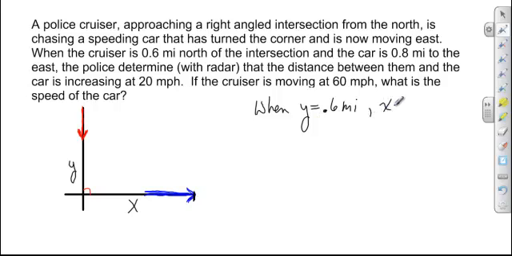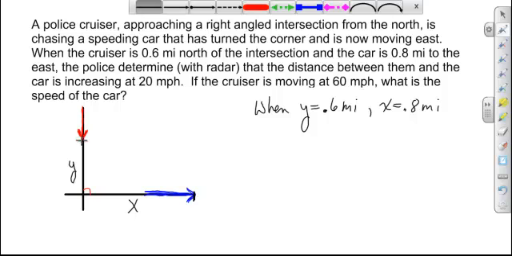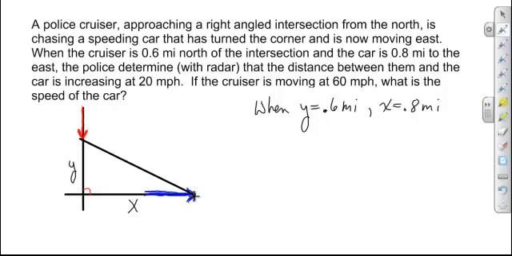And the police determine with radar that the distance between the police car and the speeding car is increasing at 20 miles per hour. Now, I haven't drawn that distance yet, and that would be represented by that segment. That distance is also changing, so I'm going to give it a variable, z. So the distance between them is increasing at 20 miles per hour. That's giving me some information about the rate of change of z. That's 20 miles per hour.